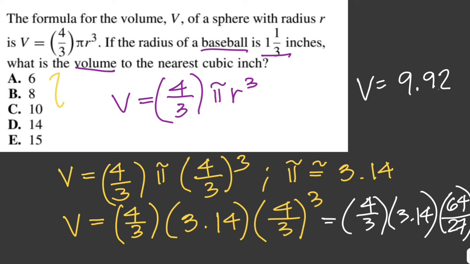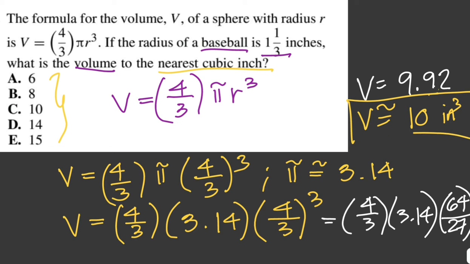All right, let's take a look at the choices here. We don't have 9.92, and the problem asks us to solve for the volume to the nearest cubic inch. Then we can round this off to approximately 10, since the digit after 9 here is more than 5. Therefore, the volume is 10 cubic inches, and the answer here is letter C.